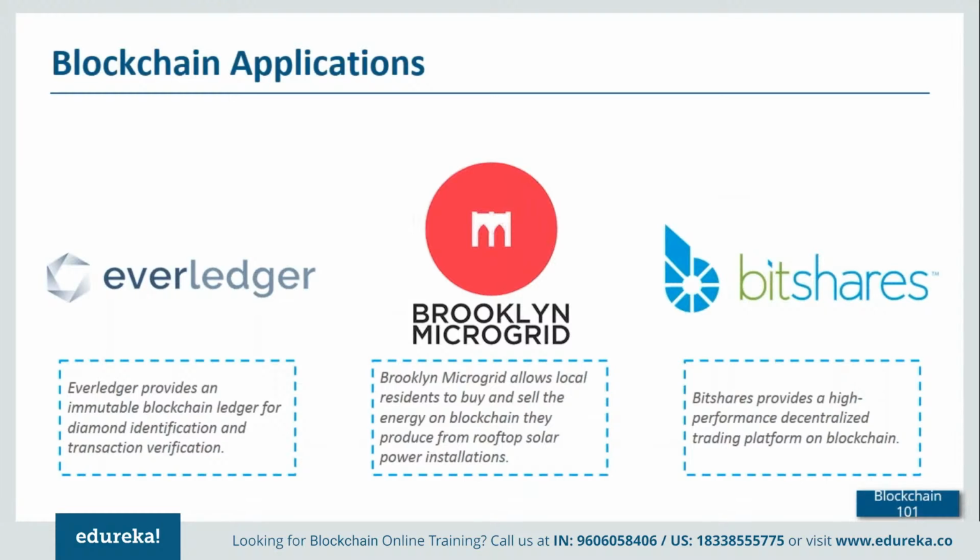Then you have the Brooklyn Microgrid, which is a platform for buying and selling energy that they produce from their rooftop solar panels. Interesting, right? Finally, you have BitShares, which is a high performance decentralized trading platform on Bitcoin. The item of trade can be anything as per your choice, and it is quite a growing platform.